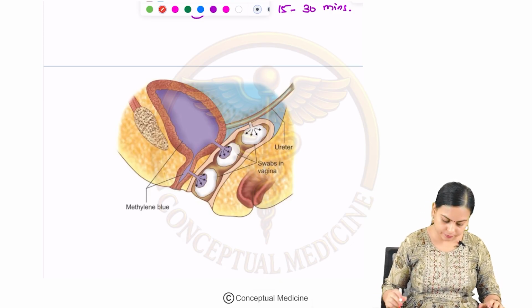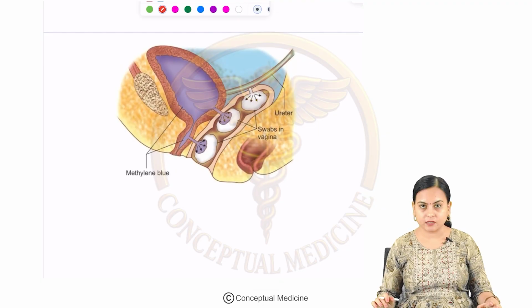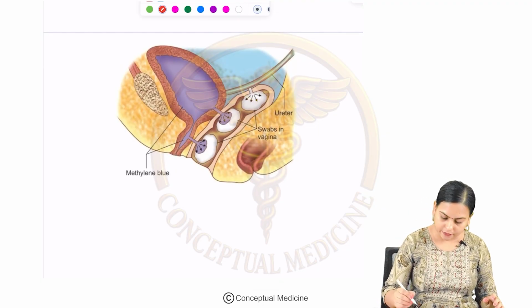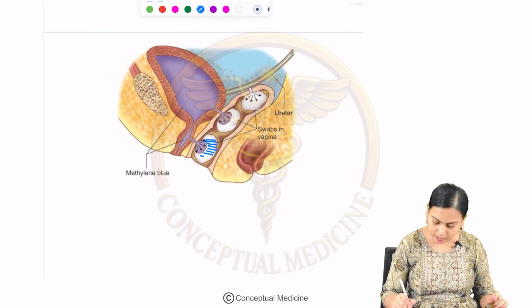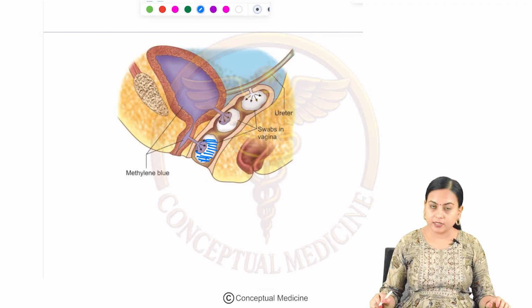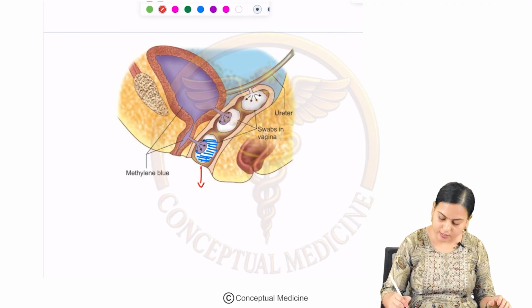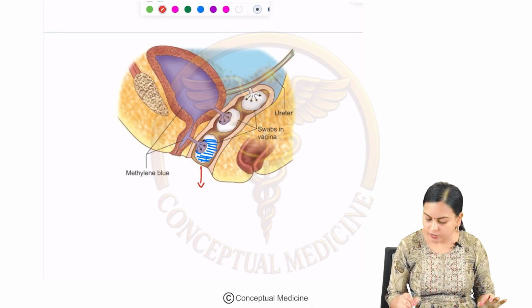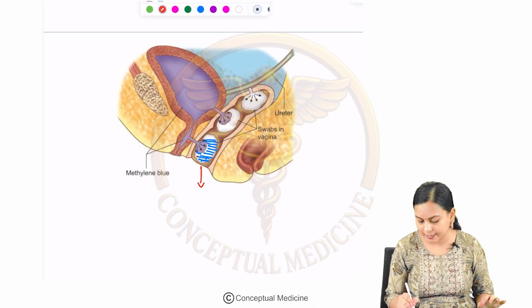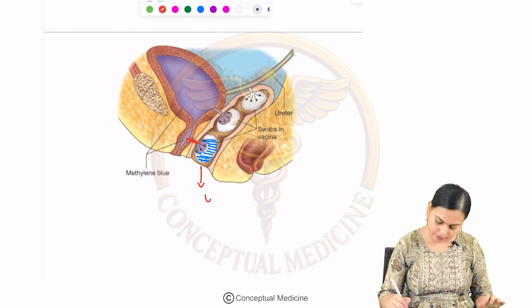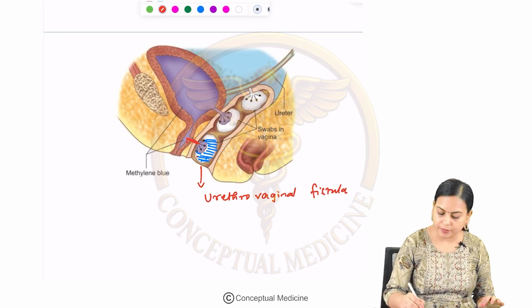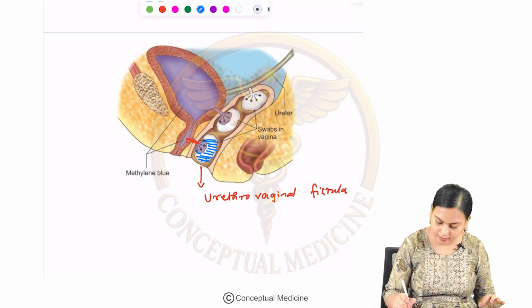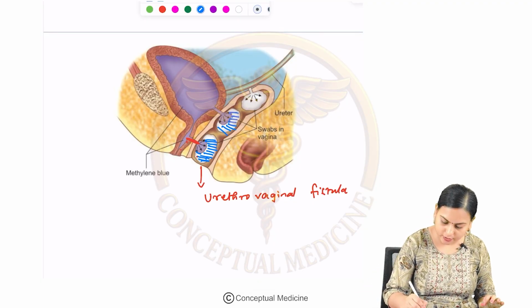Okay, then how will we be interpreting this test? Suppose if the lowermost swab is stained with the dye, then the inference is this is going to be a urethrovaginal fistula. Clear? So the connection is here, right? So this is going to be a urethrovaginal fistula.